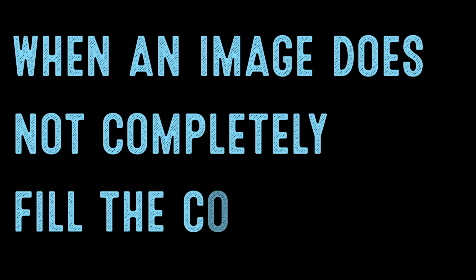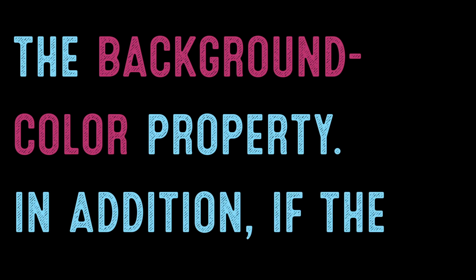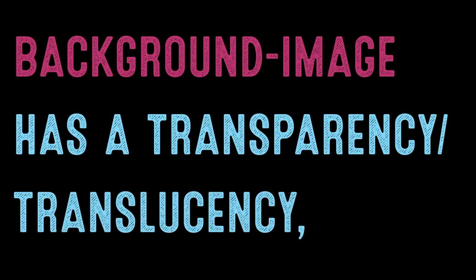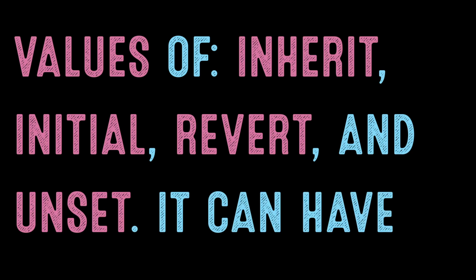The daily code snippet. When an image does not completely fill the container with a background image, the remaining space is filled by the background color property. In addition, if the background image has a transparency or translucency, the background color will show through. The background size property also accepts the global values of inherit, initial, revert, and unset.